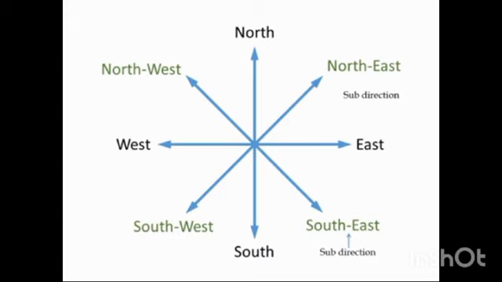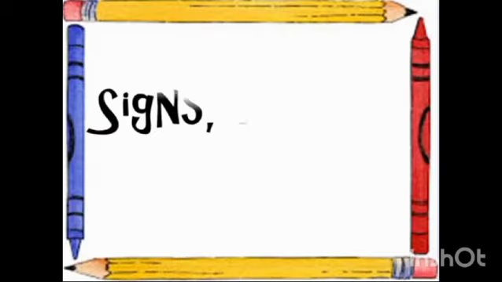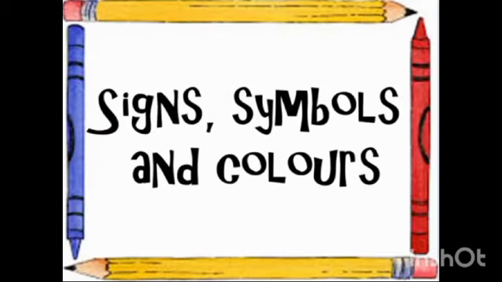These subdirections lie between two major directions. For example, southeast lies between south and east, northwest lies between north and west, and so on. Now, let us study about signs, symbols, and colors.